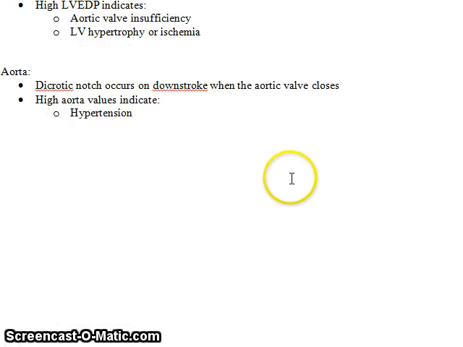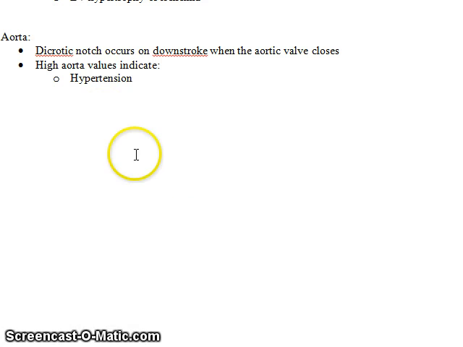And then here, our last one, the aorta, also is an artery, so an arterial stick is needed to measure the aortic pressure. And so again, the aortic pressure wave looks very similar to the pulmonary artery wave. It has a dicrotic notch on the downstroke and is indicative of when the valve closes.